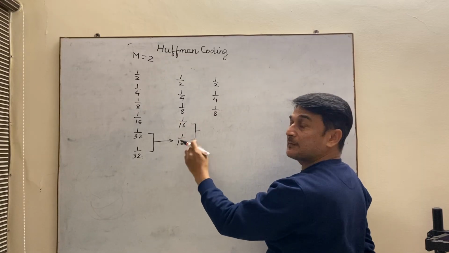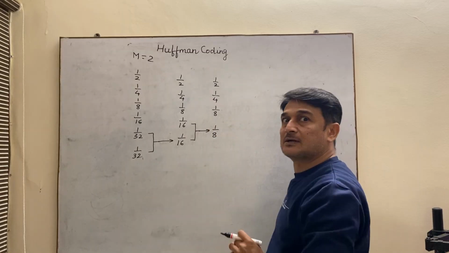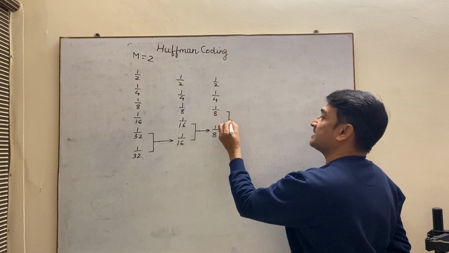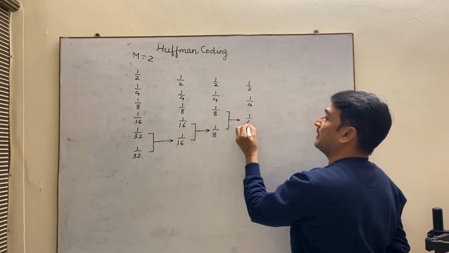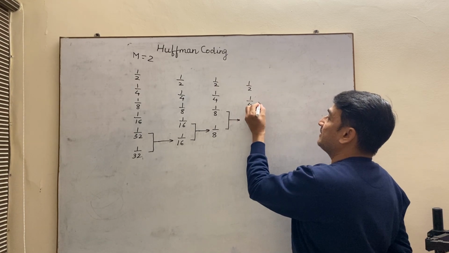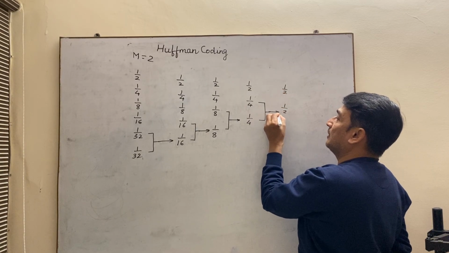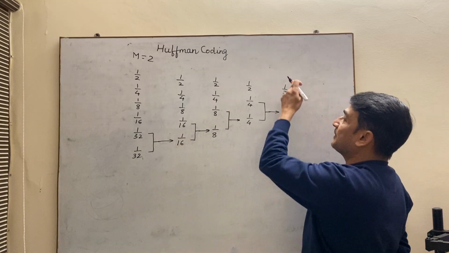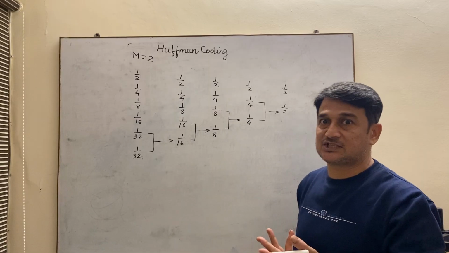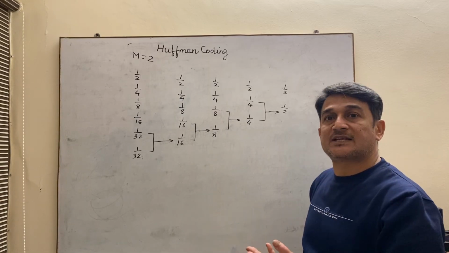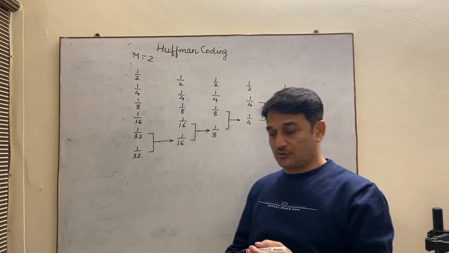So 1 by 16 plus 1 by 16 will become 1 by 8. Arrow is indicating this is the sum of these two values. Again same process, 1 by 2, 1 by 4 and 1 by 4, and then finally 1 by 2 and 1 by 2. So we have to perform this operation till we get two values or two probabilities or two messages. Now the next step, that means we need to assign the different codes to these values.